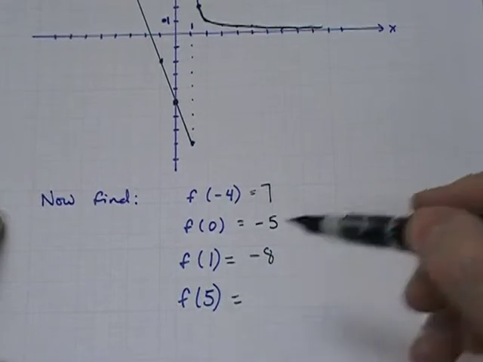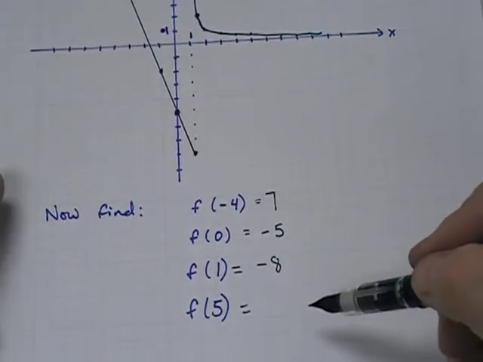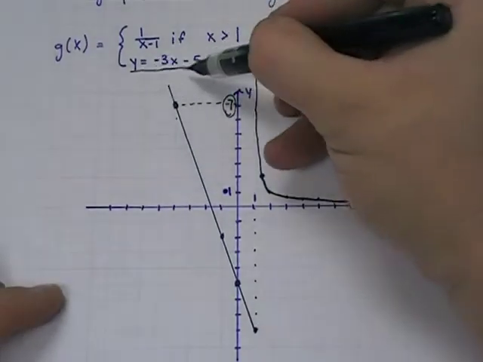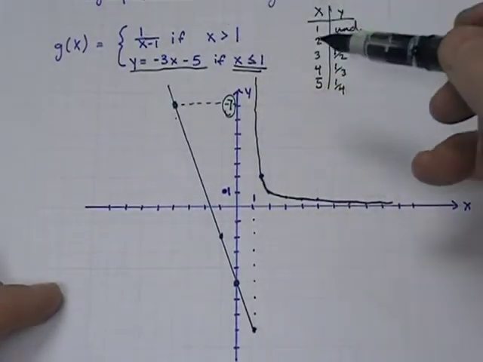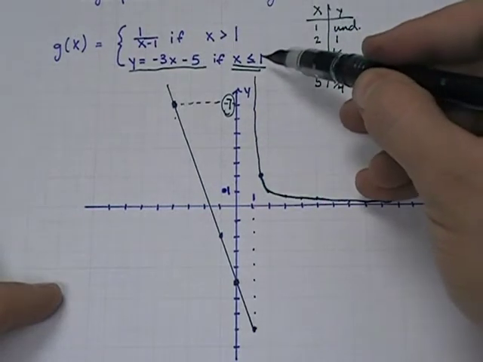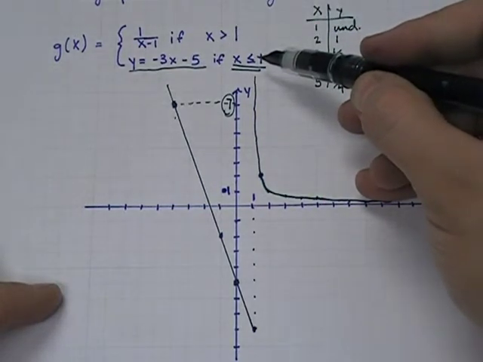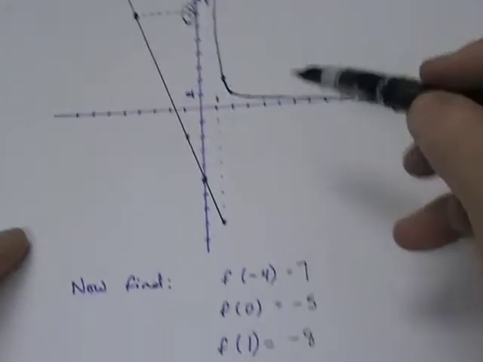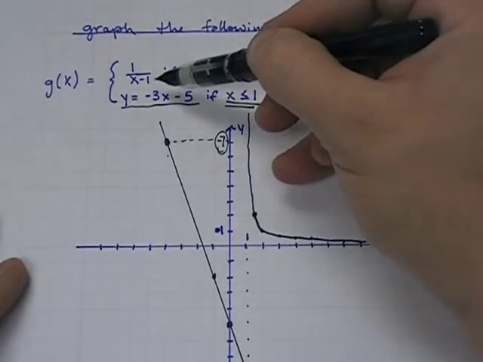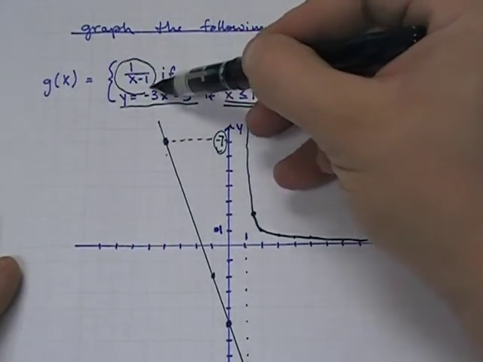And the last one, f of 5. Here's the mistake you make. For the first 3 questions, you used this equation. And so for the 4th question, you'll try to use this equation. But the domain says less than or equal to 1. 5 is greater than 1. So we have to use this equation now.